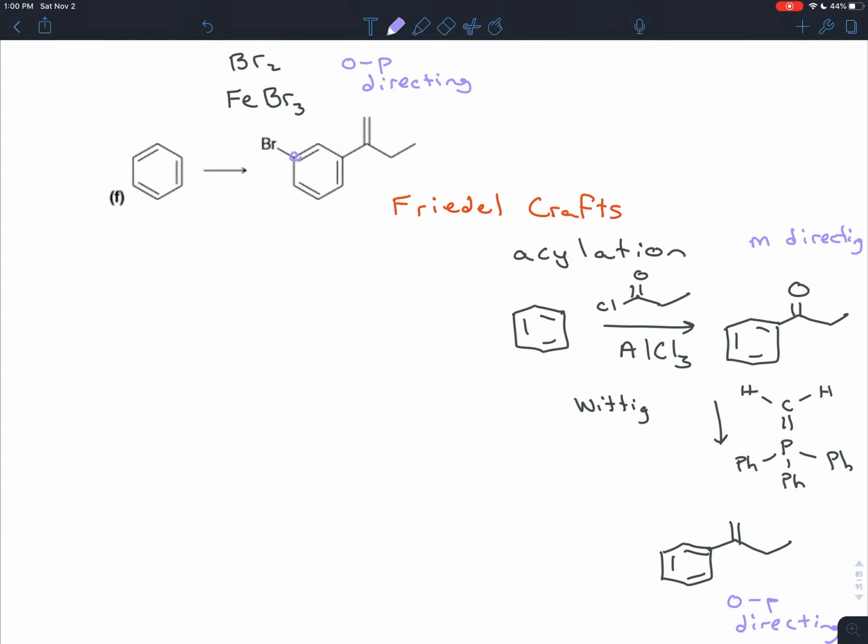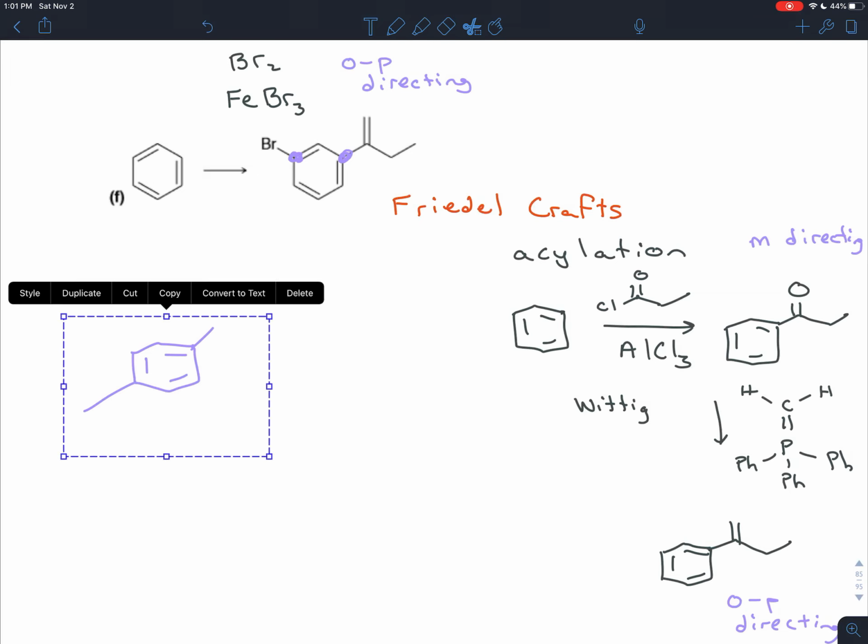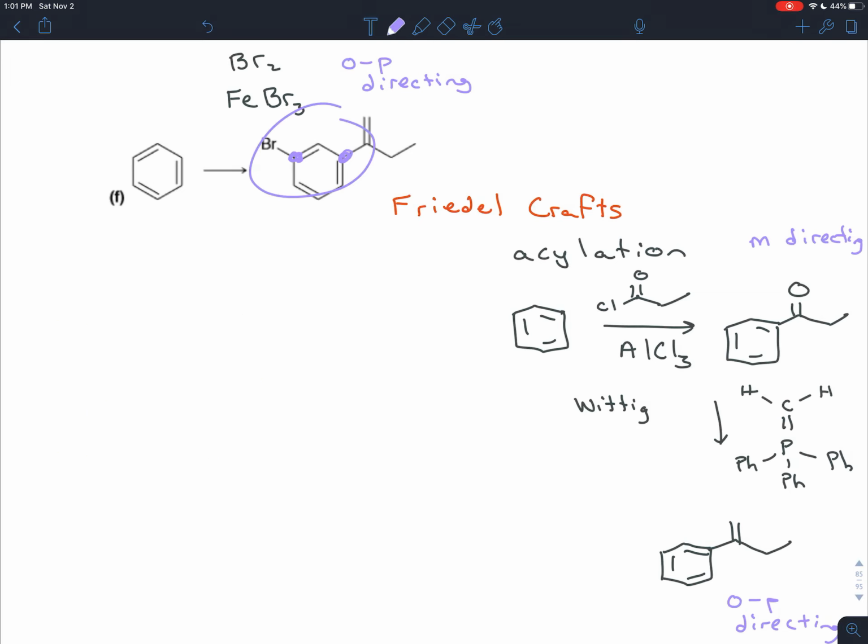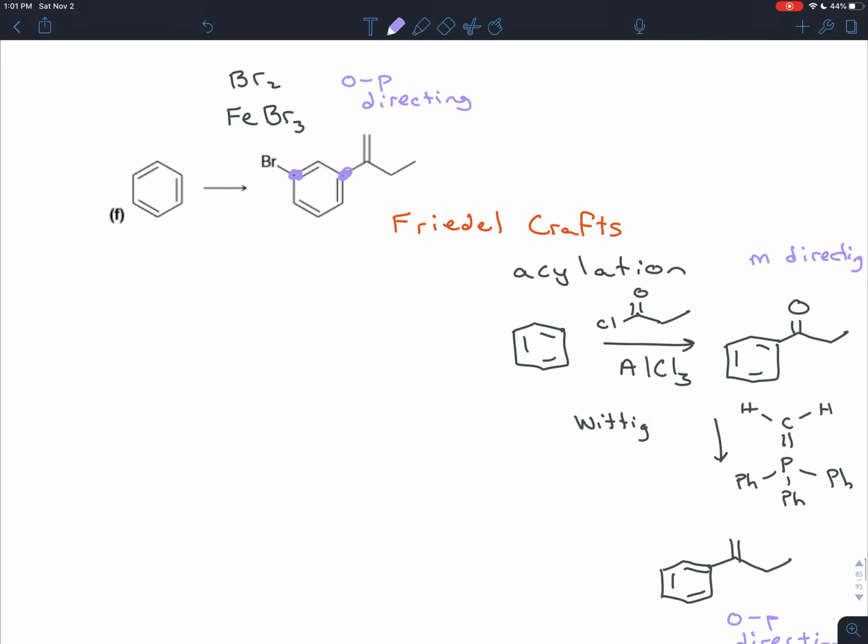Well, if we look at how we want these, we want the bromine and the carbon chain to be meta to each other, 1,3, right? If you have 2 things on a benzene ring and they're 1,2, they're right next to each other, that's ortho. If they're 1,3, it's meta. If they're 1,4, it's para. We want them to be meta. And the only meta director is this here.